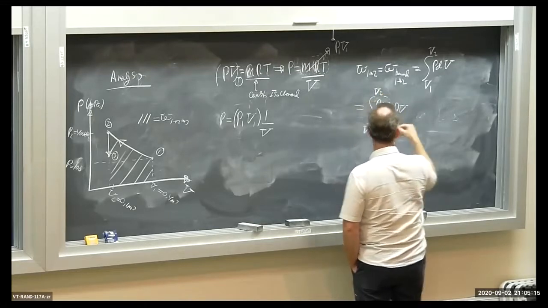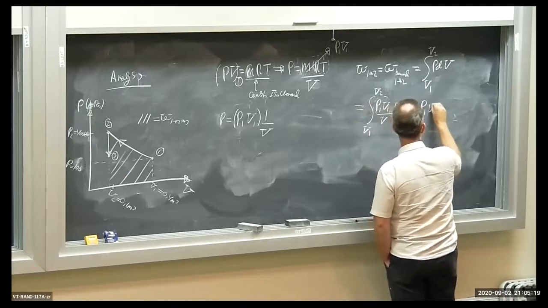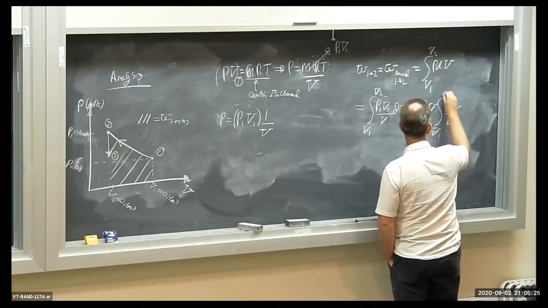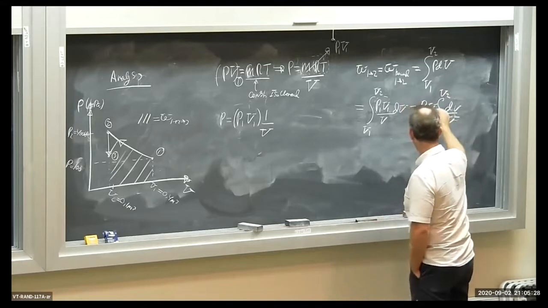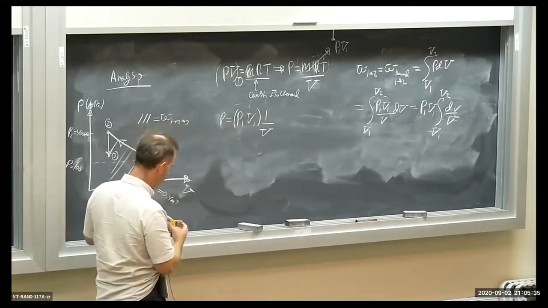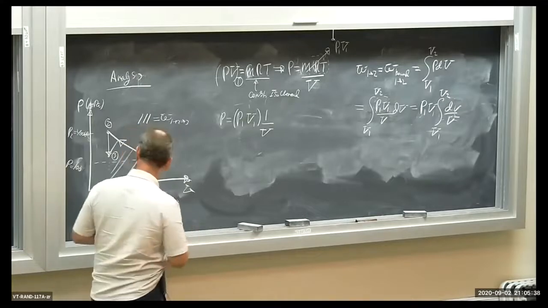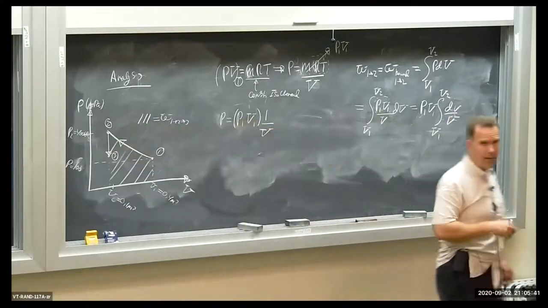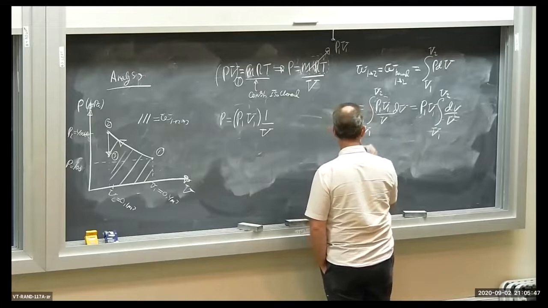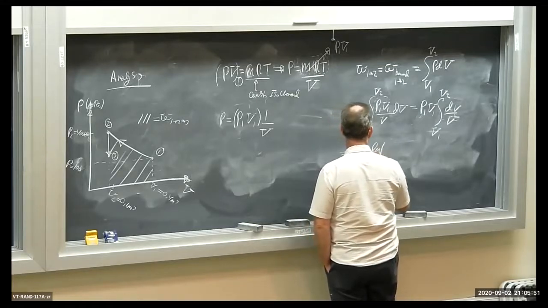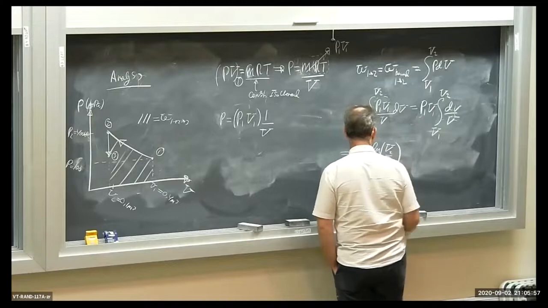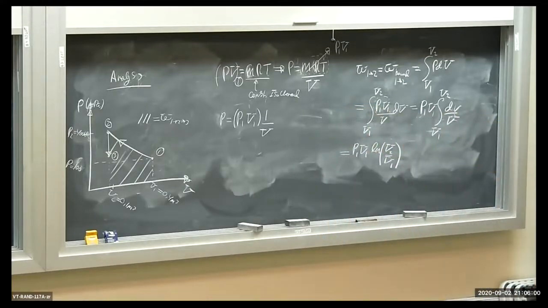P1 and V1 are constant, so I can pull them out of the integral. And I get P1 V1 integral dV over V, again from V1 to V2. All right. Now, what's the antiderivative of 1 over V? It's the natural log of V, so I can immediately evaluate this integral. So I get P1 V1 natural log V2 over V1.